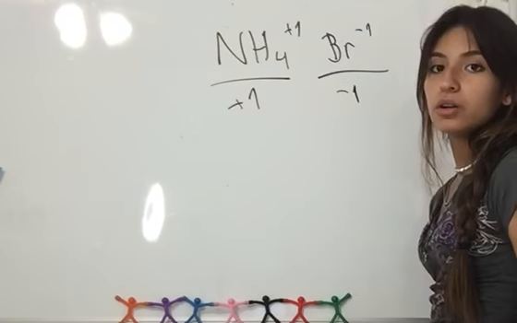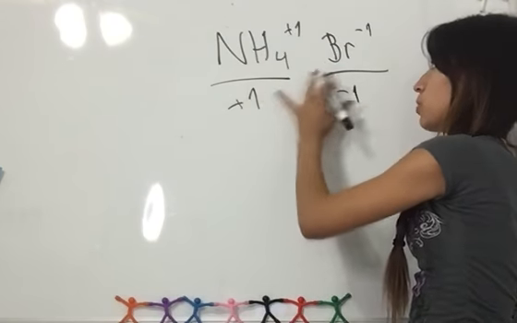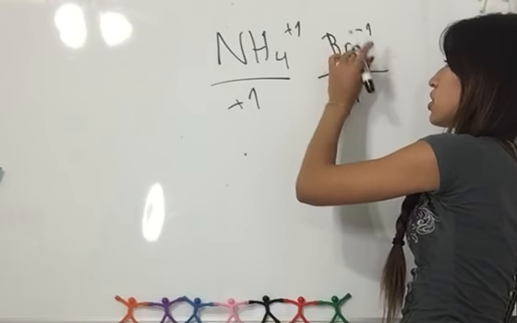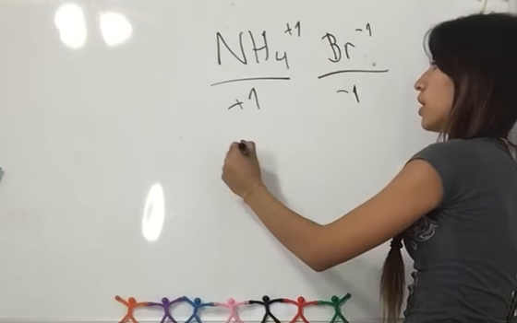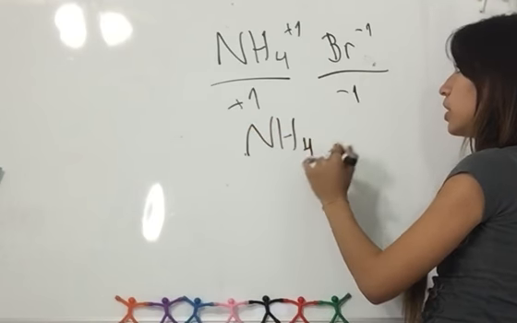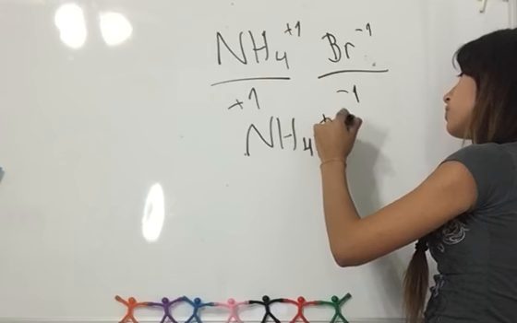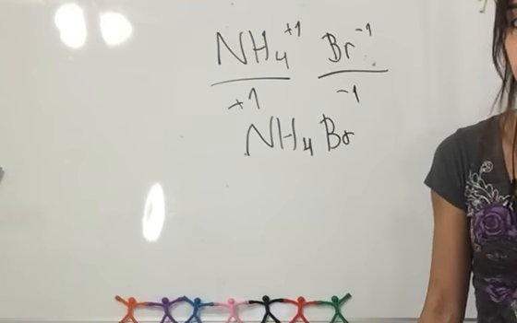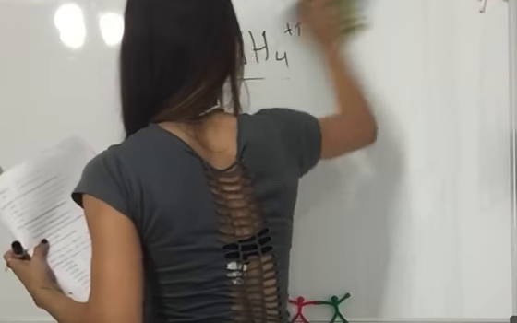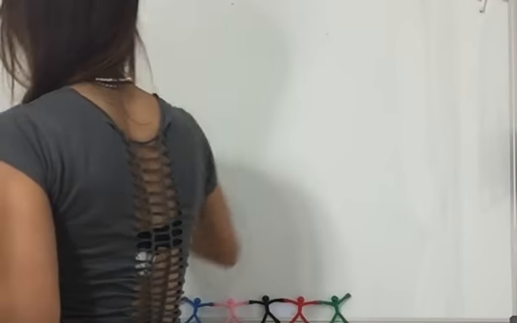When you write it out, since there's only one of each, you wouldn't have to put any subscripts. Subscripts are like the little numbers on the bottom. So you would write NH4, and there's only one, and then Br. So that's easy when they already cancel each other out. But let's assume that they don't.